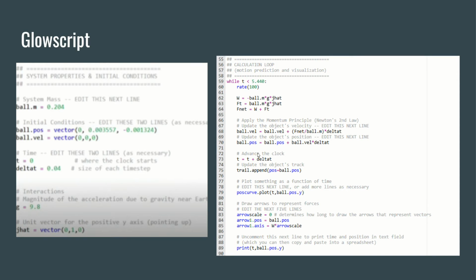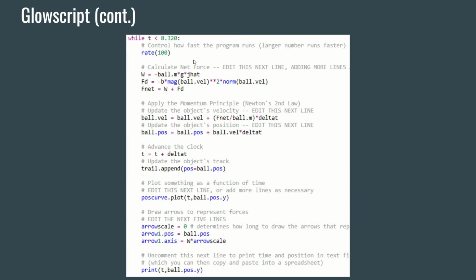Now here, we're just doing some very basic formulas that we already discussed in the physics principles section of this lab. You can see here we're just applying Newton's second law in order to keep updating our velocity, F net divided by mass times delta t. And we're just updating the position using the position update formula as well. And we keep advancing the clock with each iteration. So that's essentially how we're predicting the motion. We're just using these very basic principles of physics in order to keep predicting and updating our motion.